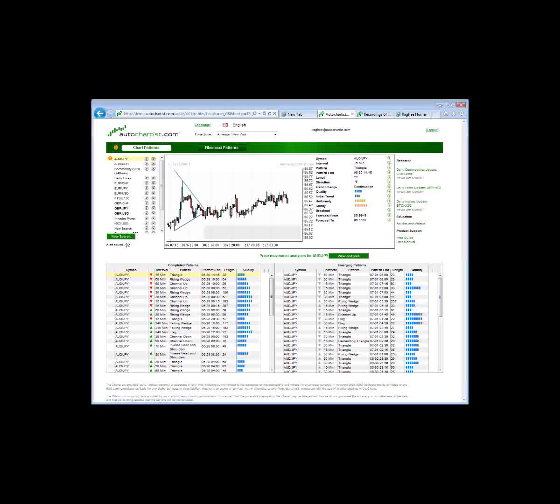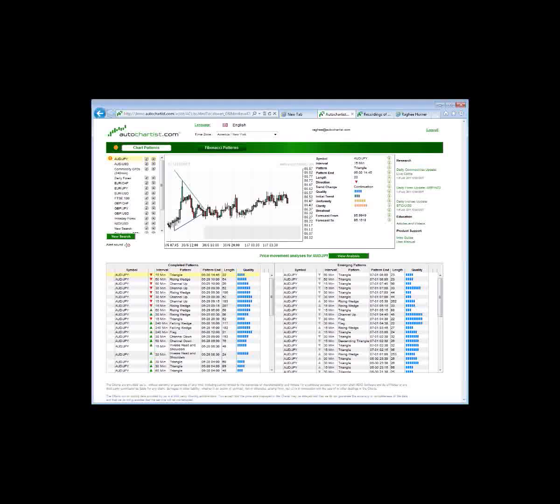Today's discussion is going to be on the Autochartist platform and the customization of this platform. So before I begin, I want you to consider a few things regarding Autochartist, and I want you to consider how it is you personally might be using Autochartist right now.